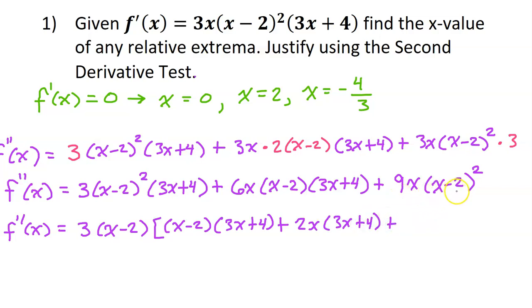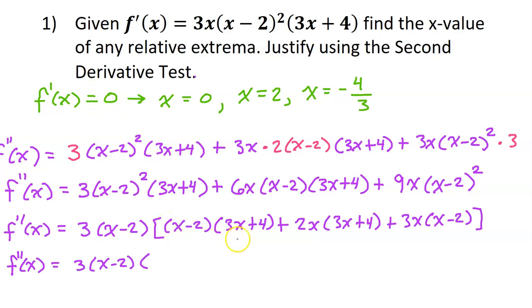If I divide this last term by 3 times (x minus 2), 9 divided by 3 is 3. The x remains. One of the (x minus 2)'s will cancel out, but there will still be one left. So this is what I have inside of my brackets. On the next step, I'm going to get rid of all of the parentheses. So let's see.